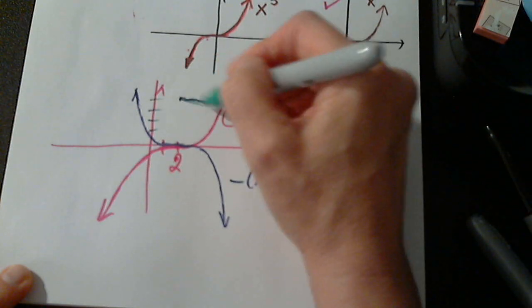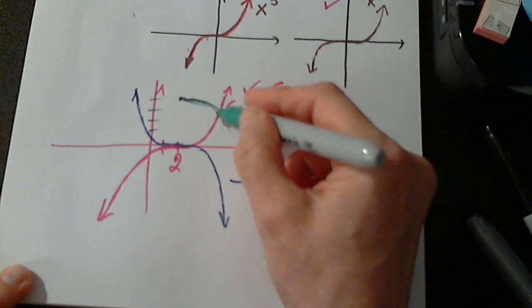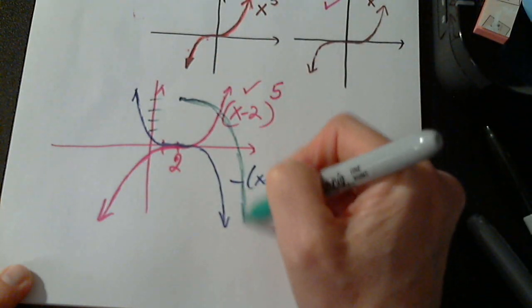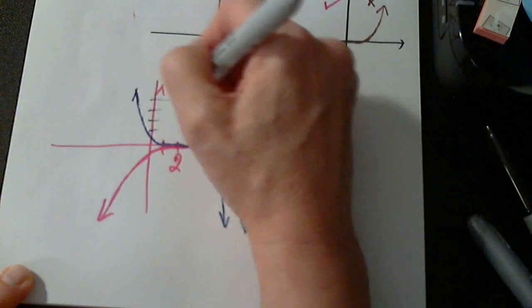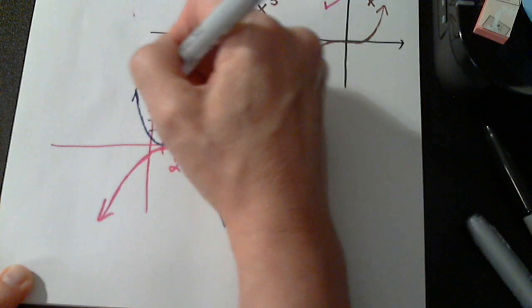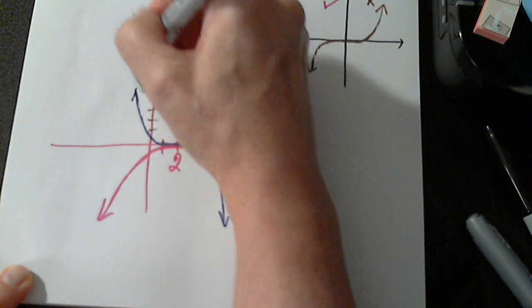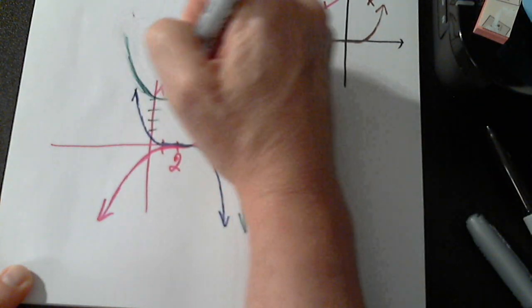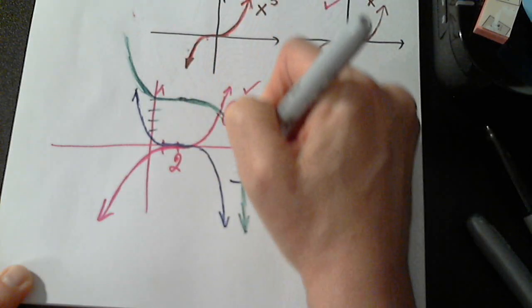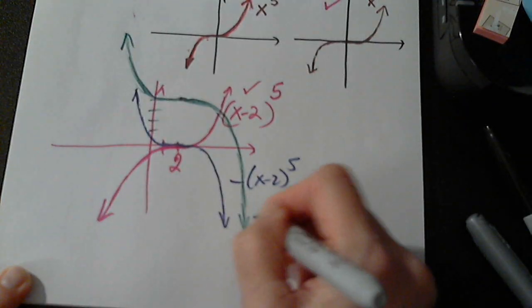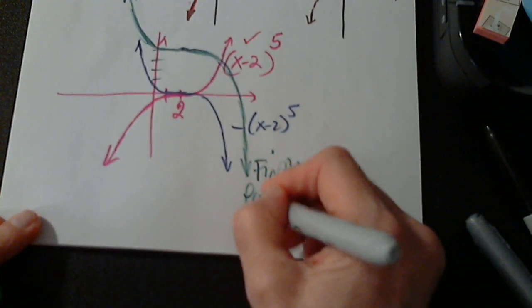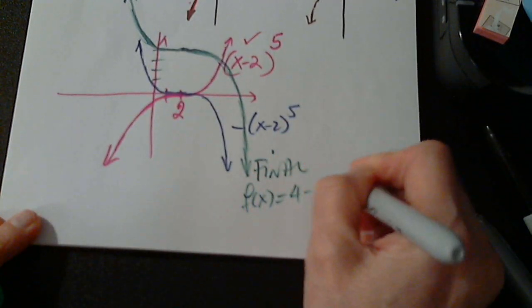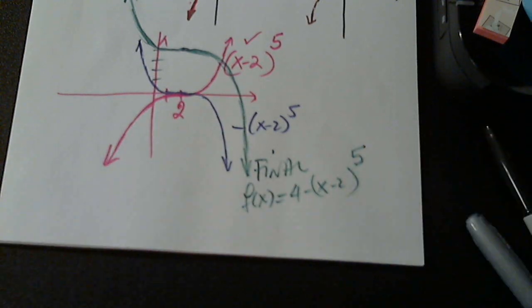Do I have an idea about the x and y intercepts? Absolutely no clue. If my life depended on it, I would not, till I do the algebra. This is final. What final? f of x equals 4 minus (x minus 2) to the 5th power.